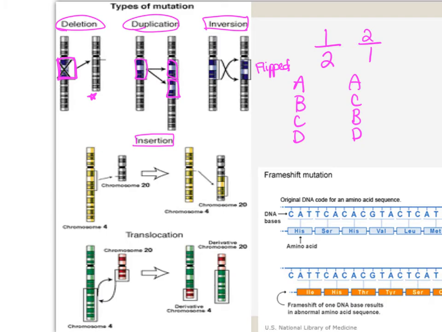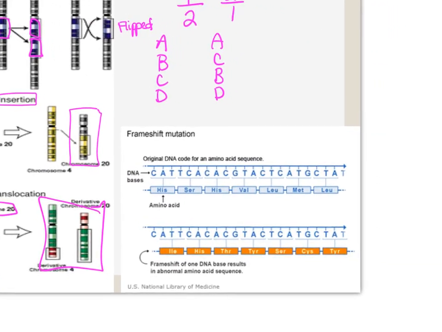Then you have translocation. Translocation is going to change locations to a different chromosome. Basically, two chromosomes are going to swap pieces of that chromosome. If you look here, you've got some of each one. That is different from insertion, because with insertion, it just inserts a new piece. They didn't actually swap.